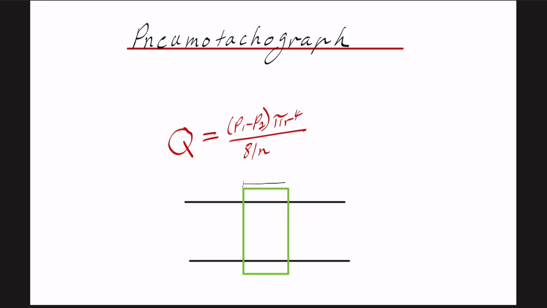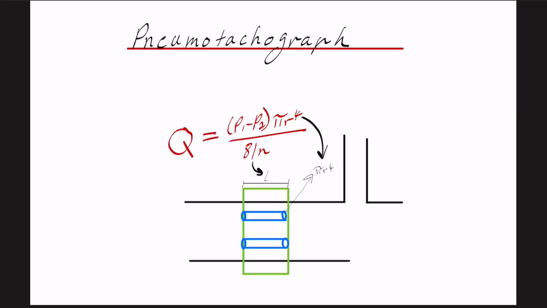So if we have our circuit here and we put a device in the middle and we know the fixed length of the device, and then within this device we put little tiny tubes and we know the radius of the tubes, we can then apply pi times radius to the power of 4 to figure out that part of the equation.